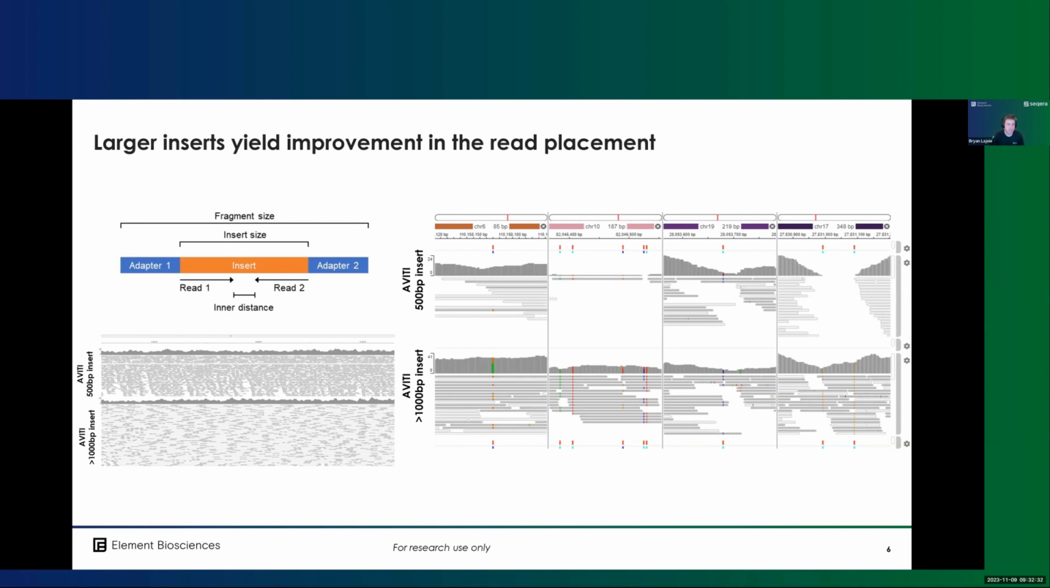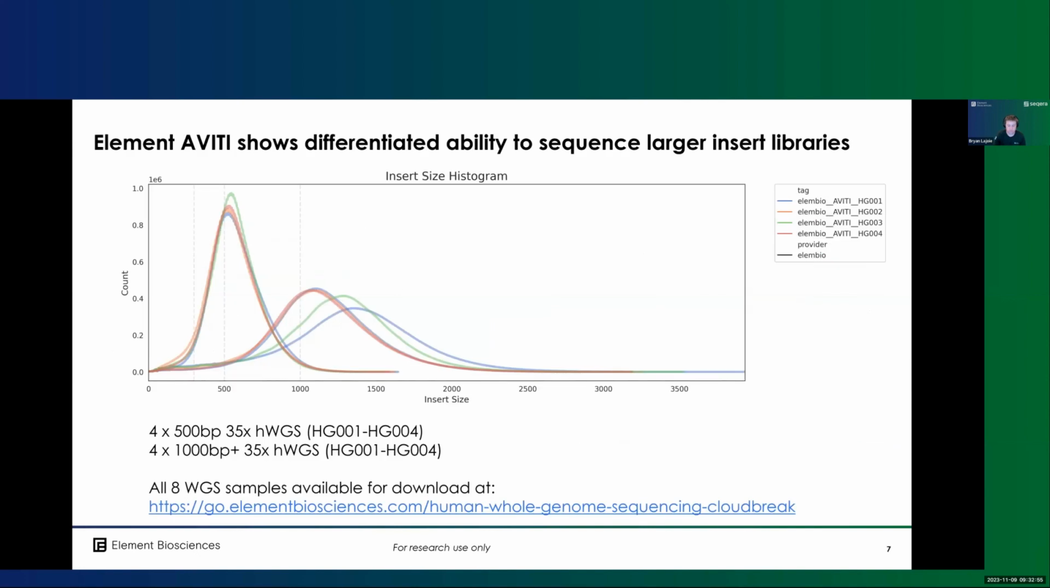Then down below, you see the exact same regions now using a 1,000 base pair insert library. And you can see that now the reads are being placed, and you're able to actually see the variants come through, and you're able to rescue these difficult regions. So these larger inserts help a lot with these difficult regions, and we know that human has quite a lot of these. So the goal here is to demonstrate how we can put this into practice.